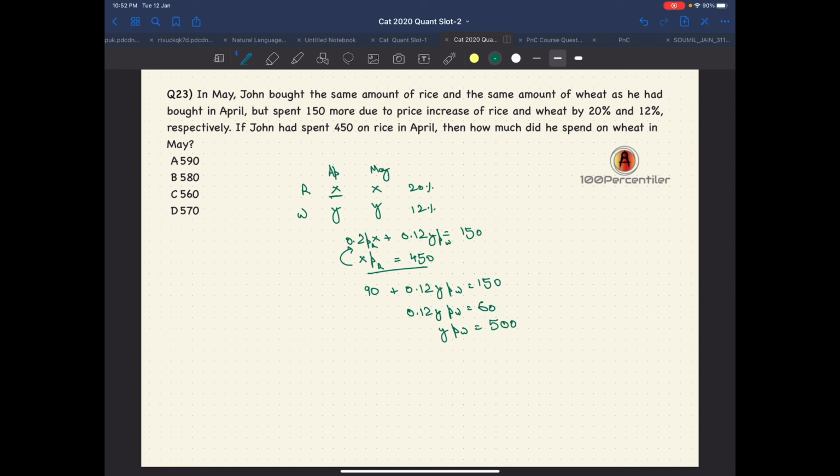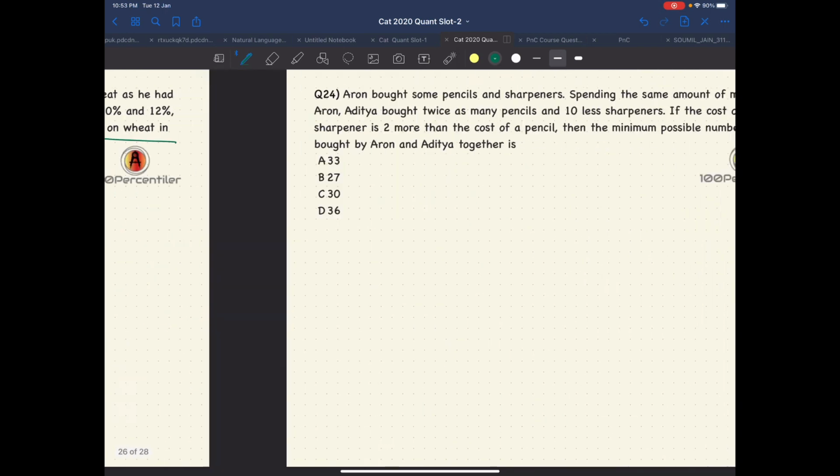We have to find how much did he spend on wheat in May. So we have to find the increased price here, which is 1.2 times 500. That is actually 1.12 times 500. So this particular price will come out to be 560. Therefore 560 is the required amount here.